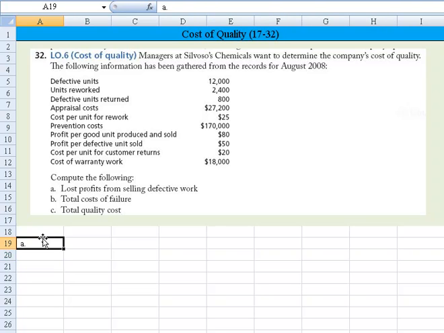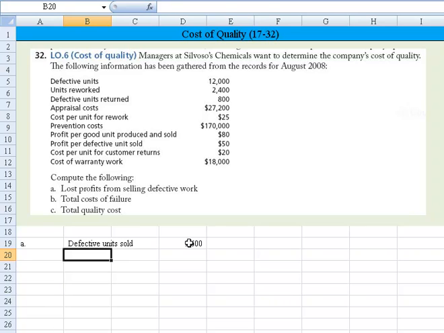And part A says, compute the lost profits from selling defective work. Well, here's what we know, and I'm going to type it in here, but you can also see it in the formula bar up top if you like. We know that the defective units were 12,000, but of those, 2,400 were reworked. So the total defective units sold were 9,600. Actually, why don't I do this in pieces? Okay, this would be the defective units sold. I'll move this over here. Call this defective units sold.